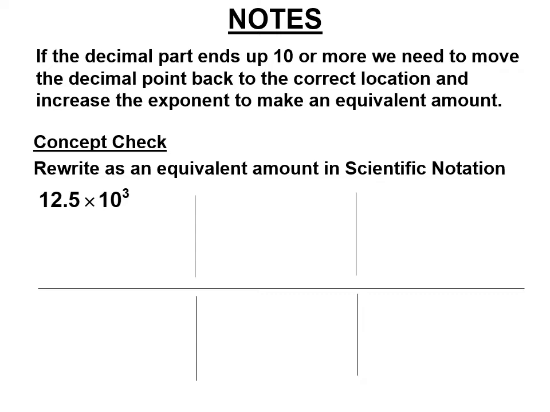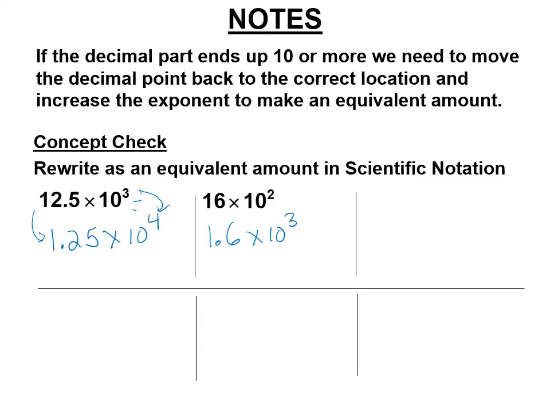All right, so we're going to rewrite this as an equivalent amount. Sorry, 12.5 times 10 to the 3rd is the same as 1.25 times 10 to the 4th, right? Because that got smaller, so this has got to get bigger. 16 times 10 to the 2nd is the same as 1.6 times 10 cubed. 134 times 10 is 1.34.